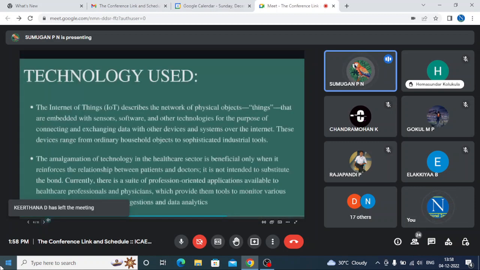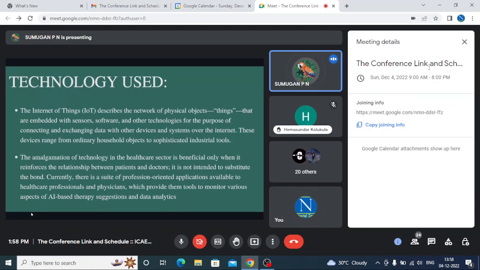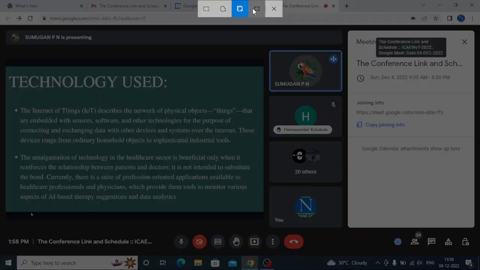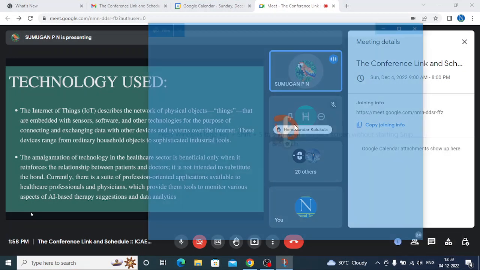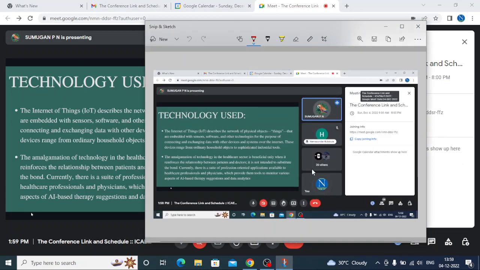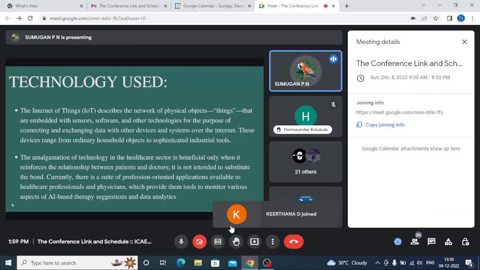And the technology that we have used, as I already mentioned, is the Internet of Things. Internet of Things describes a network of physical objects that are embedded with sensors, software, and other technologies for the purpose of connecting and exchanging data with other devices and systems over the Internet. These devices range from ordinary household objects to sophisticated industrial tools. The amalgamation of technology in the healthcare sector is beneficial only when it reinforces the relationship between patients and doctors. It is not intended to substitute the bond.